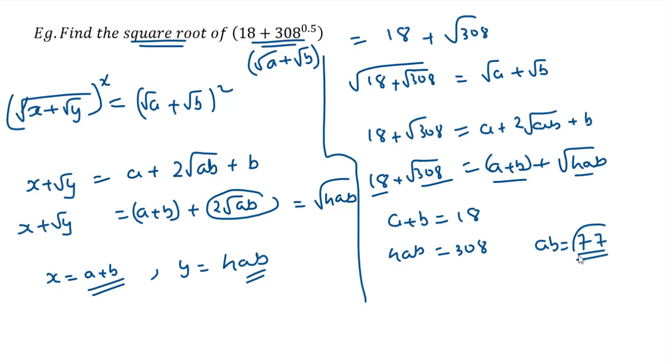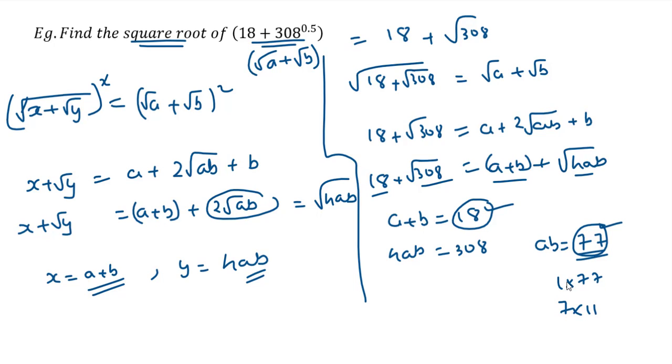So a into b is 77 and a plus b is 18. That means there are two numbers such that their sum is equal to 18 and their product is 77. So how do we find that? We'll write down the factors of 77. So factors of 77 will be 1 into 77. Then the next factor will be 7 into 11.